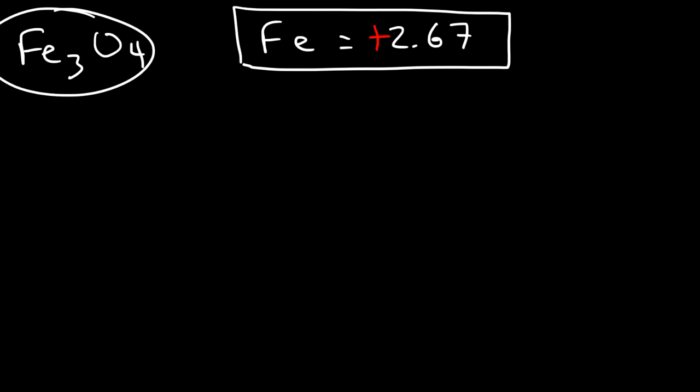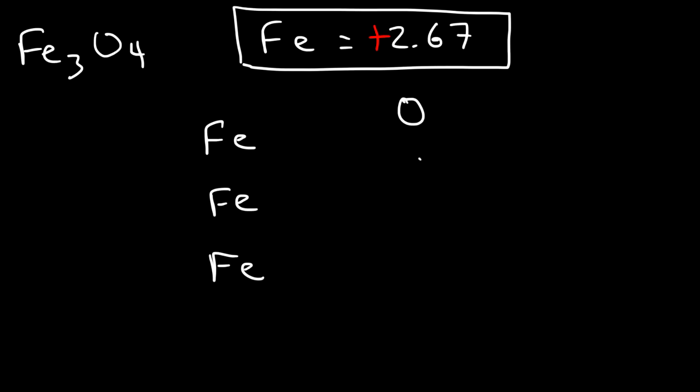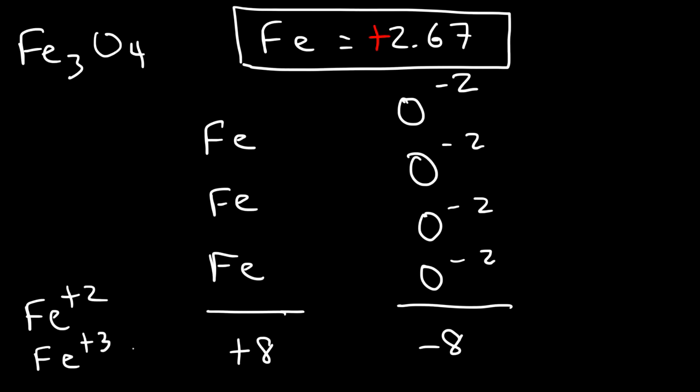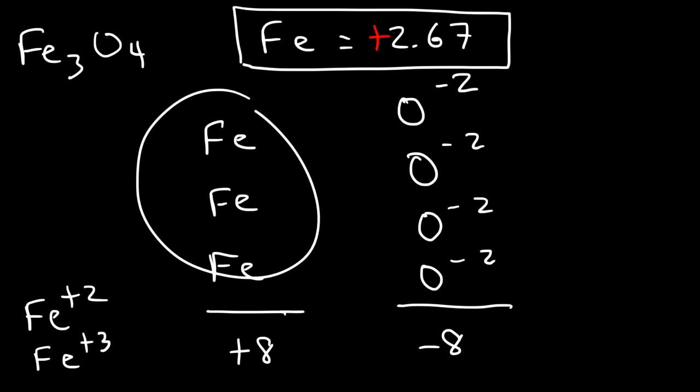In this compound, there are 3 iron ions and 4 oxygen ions. Each oxygen has a charge of negative 2. So the total negative charge is negative 8. In order for the compound to be electrically neutral, the total positive charge has to be positive 8. Iron metal has 2 common oxidation states, positive 2 and positive 3. Now they can't all be positive 3 because 3 plus 3 plus 3 is 9. And they can't all be positive 2 because 2 plus 2 plus 2 is 6. So some of them are positive 2 and some are positive 3.